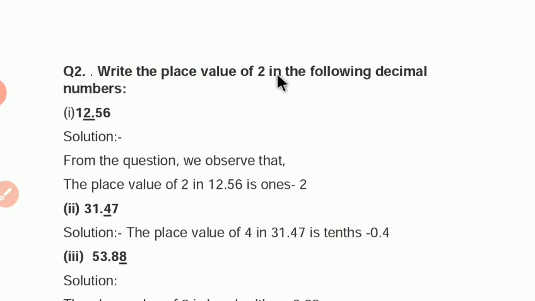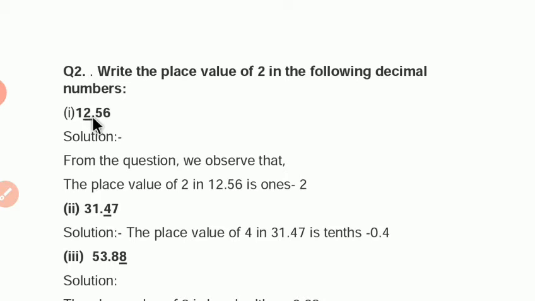Write the place value of the underlined number in the following decimal numbers. First one, 12.56. Here you can see the underline is given on 2. It means we have to find its place value. As we see in normal numbers, the place values are given as ones, tens, hundreds, but this one is a decimal number, so we have to see it as a decimal number.